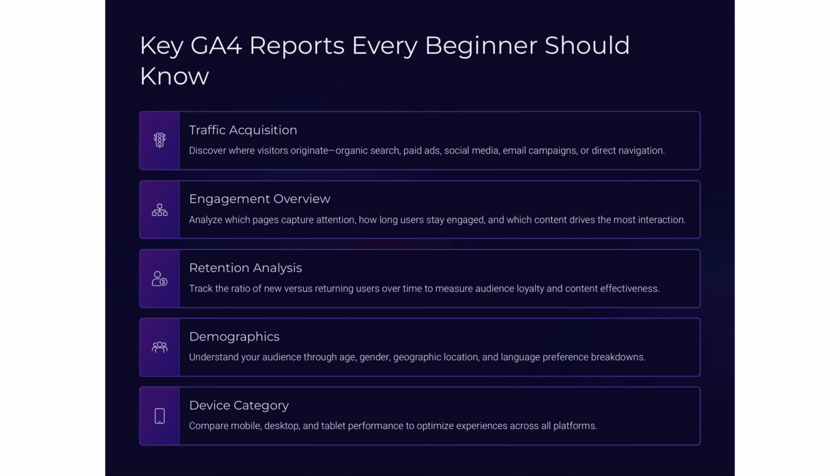Key Google Analytics 4 reports include traffic acquisition, revealing visitor origins like organic search and paid ads. Engagement Overview analyzes page interaction and user engagement duration. Retention Analysis tracks new versus returning users, while Demographics provide insights into age, gender, and location. Device Category compares performance across mobile, desktop, and tablet for optimization.